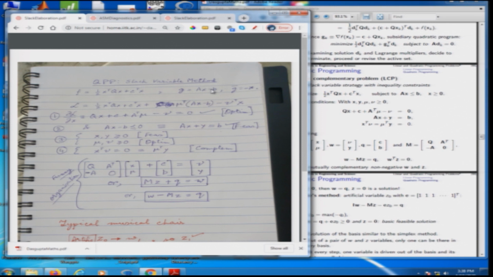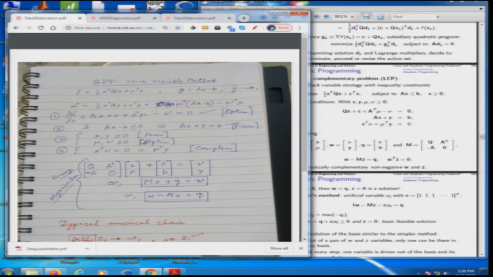And this is anyway the feasibility condition, A x minus b less than or equal to 0, or by the introduction of a slack variable you can say A x plus y equal to b, where y is of course non-negative. So, this is one set of feasibility conditions. Another set of feasibility conditions is here: x and y non-negative, y because it is a slack variable, x because that is given. Mu and nu are also non-negative. These are actually optimality conditions.